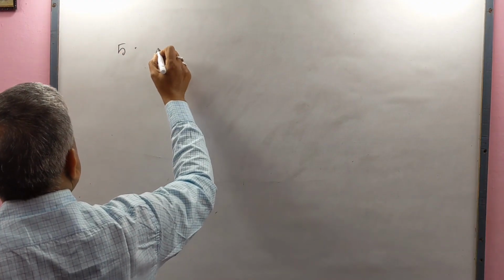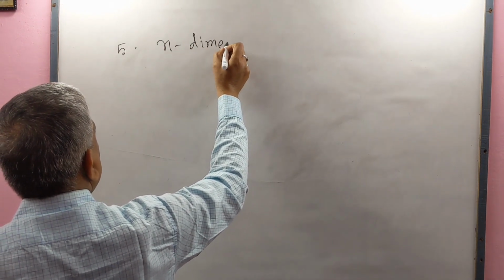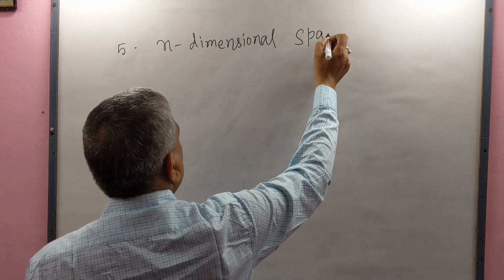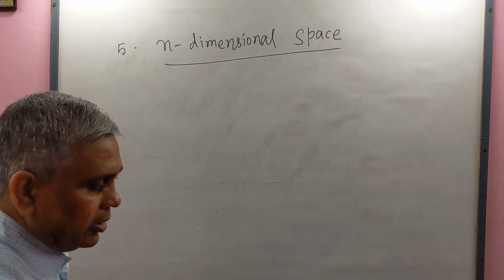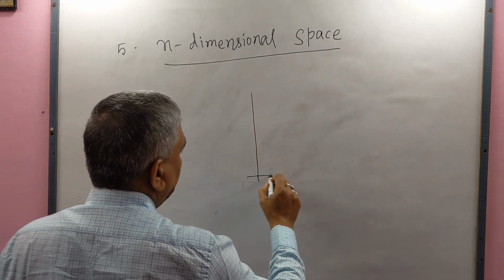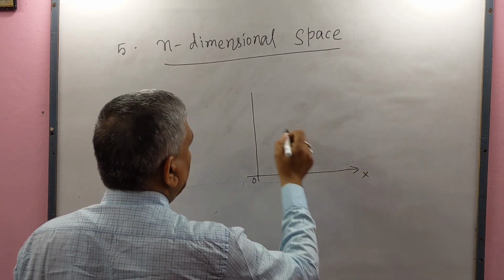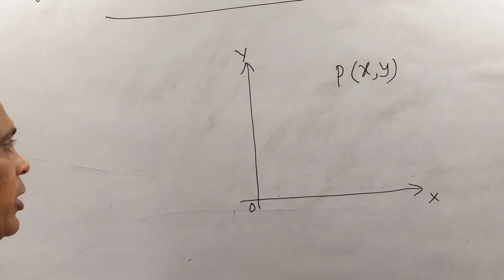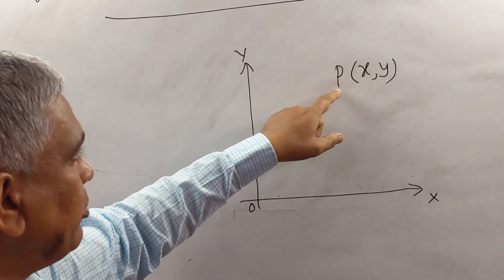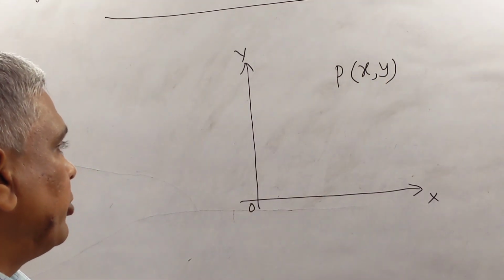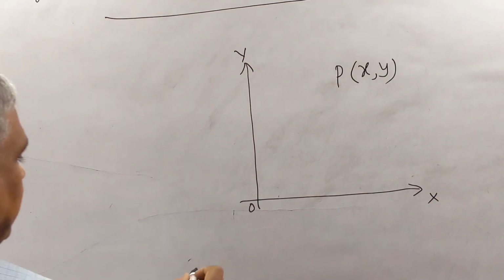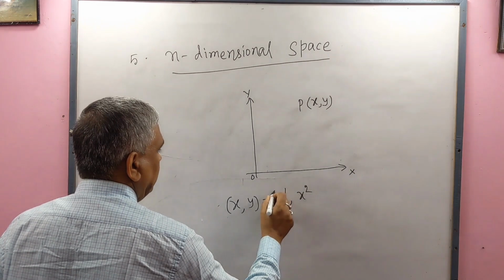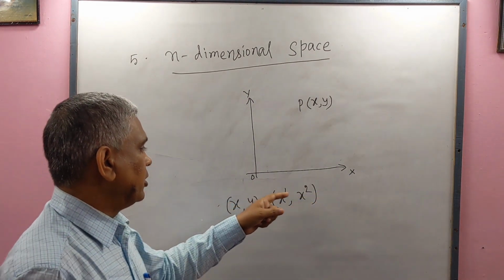Number 5. N-dimensional space. As we know that any point in a two-dimensional plane is denoted by x, y, where x is the x coordinate of the point P and y is the y coordinate of the point P. In tensor analysis, we may write (x, y) equal to (x1, x2), with 1 and 2 as superscript.